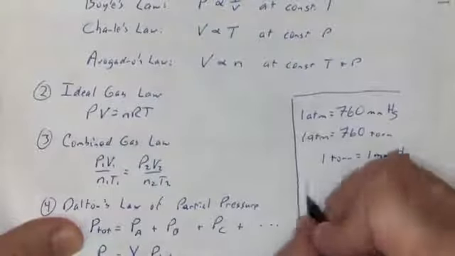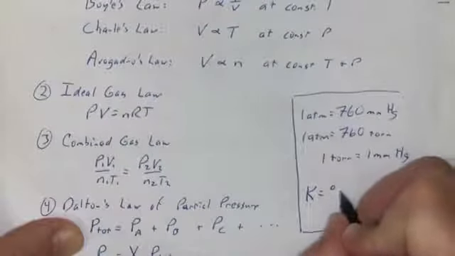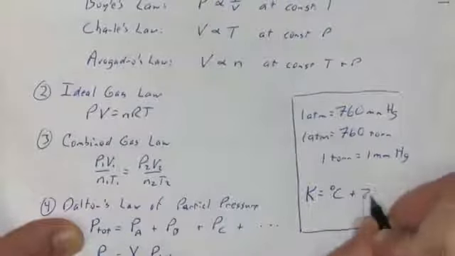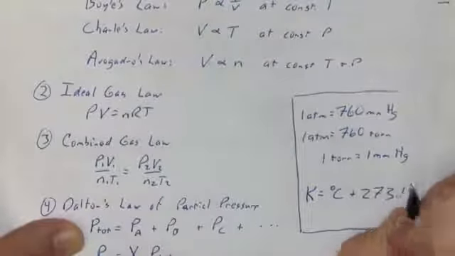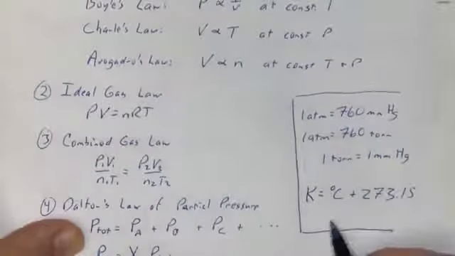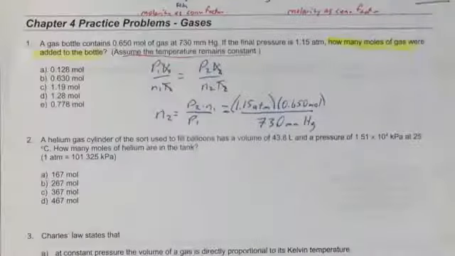Another relationship you need to know is that the temperature in Kelvin is equal to the temperature in degrees C plus 273.15, because we're going to have to convert all of the temperatures to Kelvin when we deal with gases.